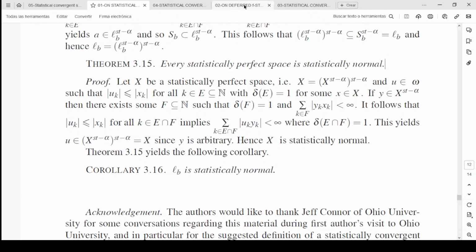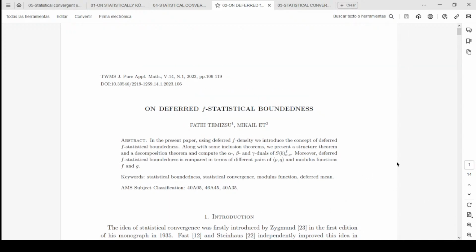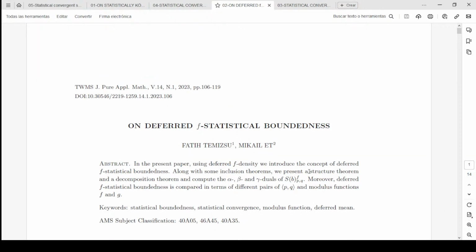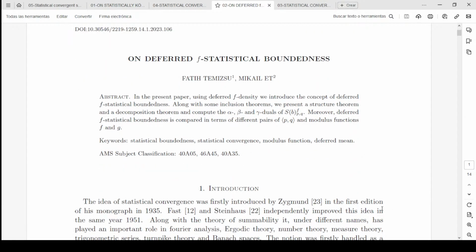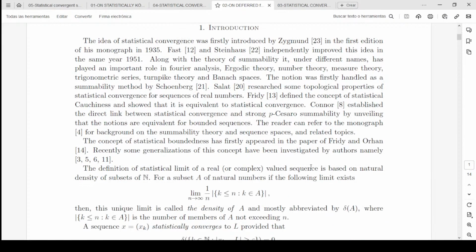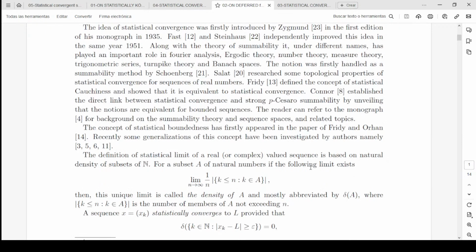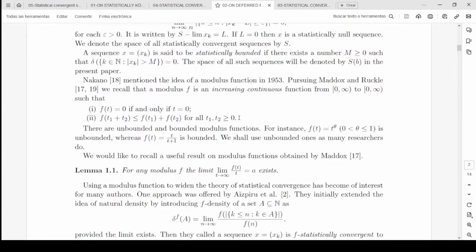So, as a second piece of research that I would like to share with you, we try to generalize the idea of statistical boundedness of sequences with deferred sense and modulated sense. This paper is titled "On Deferred F Statistical Boundedness." We give some historical information about the literature here, and some information about modulus functions.